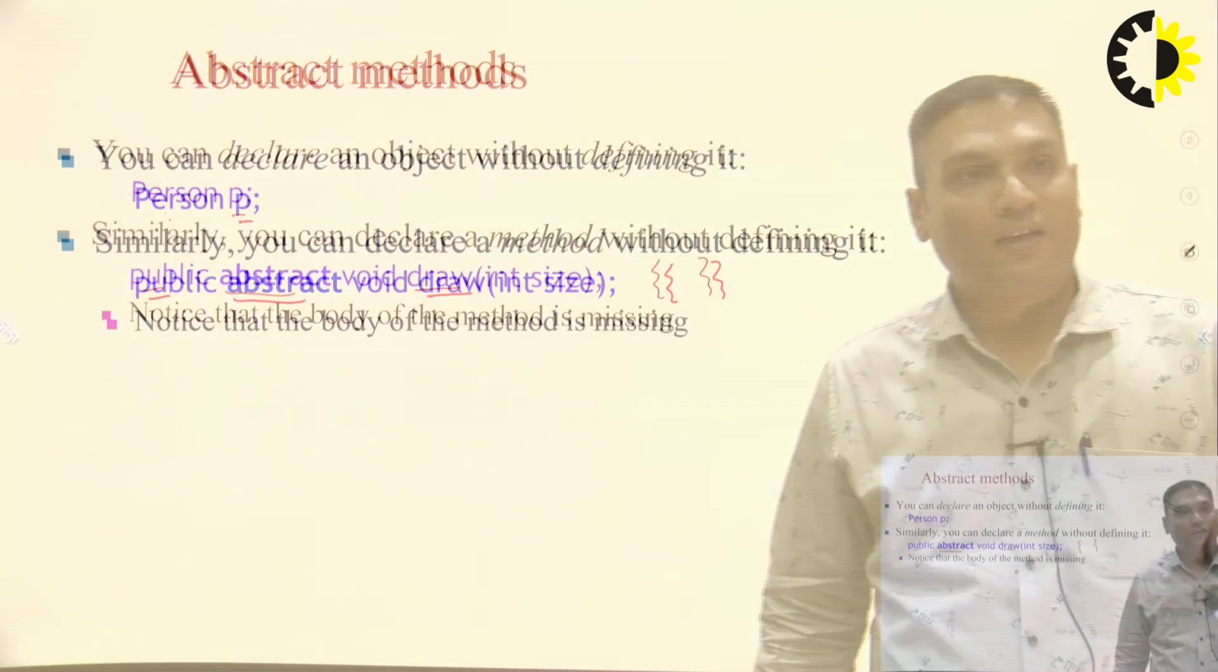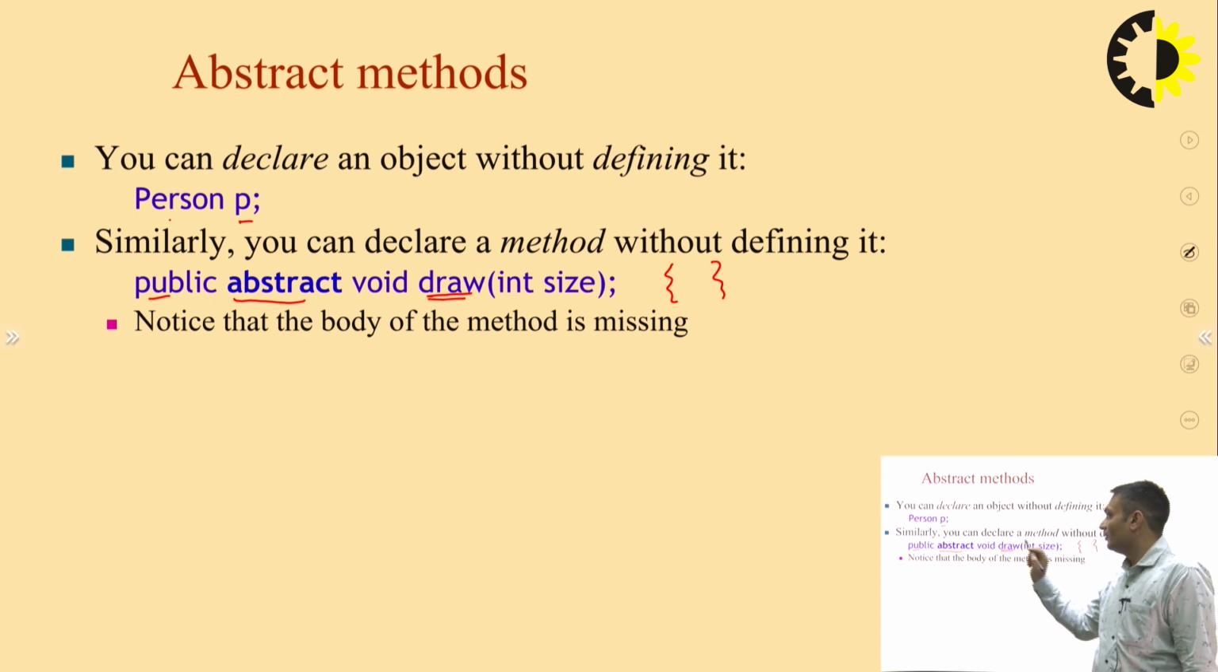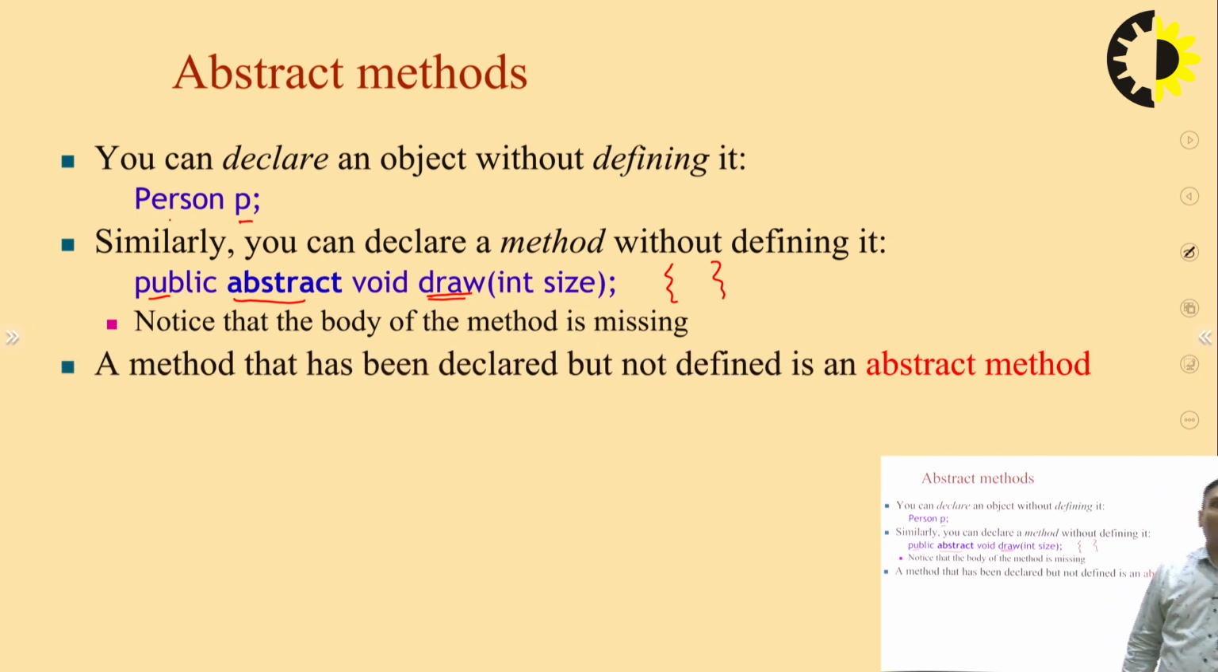So when we define a method that doesn't contain its body and only has its declaration part, that type of method is called an abstract method. You can see that there is no body of this method draw. When we define a method without its body and we use the abstract keyword before the name of the method, then that type of method is called an abstract method. A method that is declared but not defined is called an abstract method, as I told you.